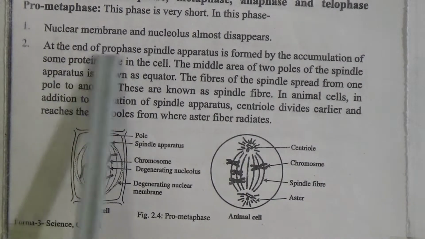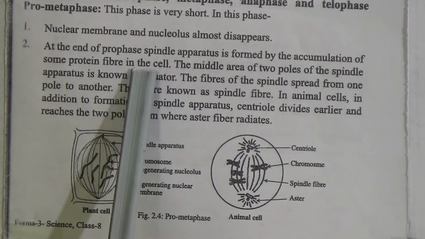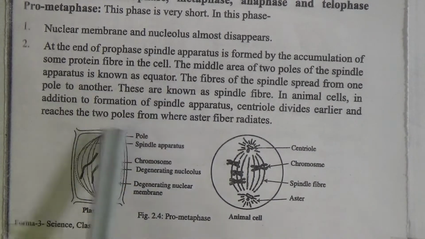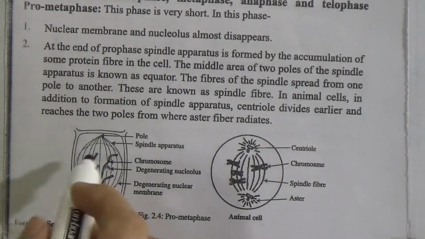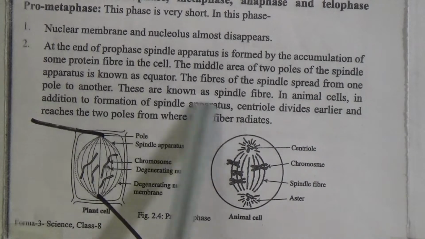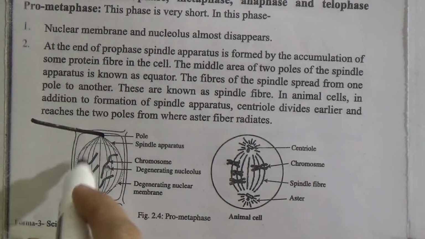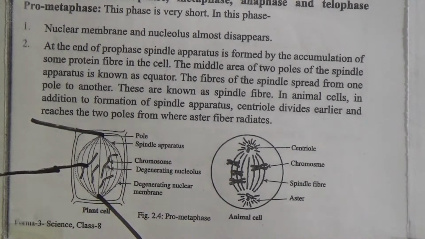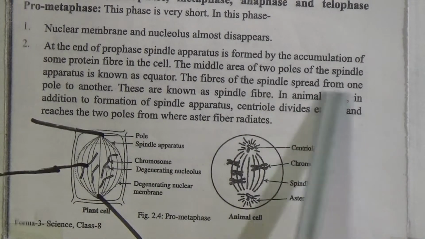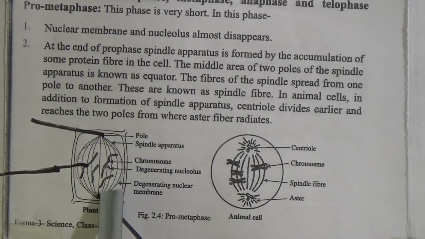Number 2, at the end of prophase, spindle apparatus is formed by the accumulation of some protein fibers in the cell. The middle area of two poles of the spindle apparatus is known as equator. See, this is the equator. This is called pole. The fibers of the spindle spread from one pole to another, and these are known as spindle fibers. See, this is the spindle fiber.